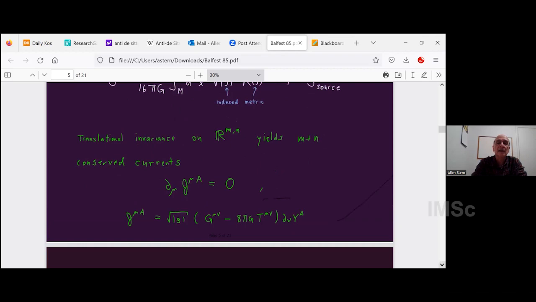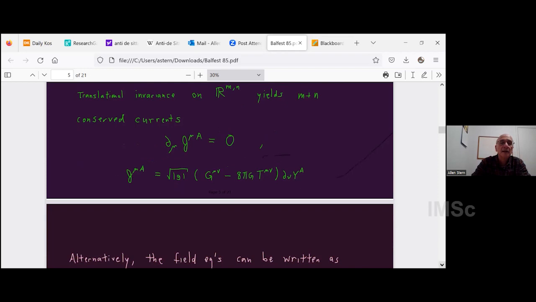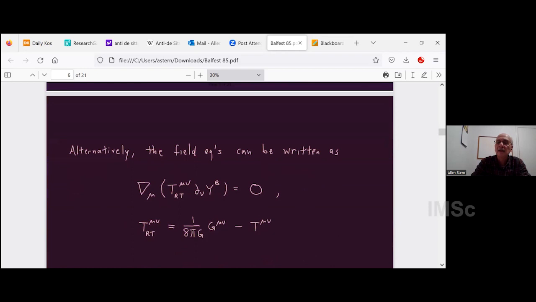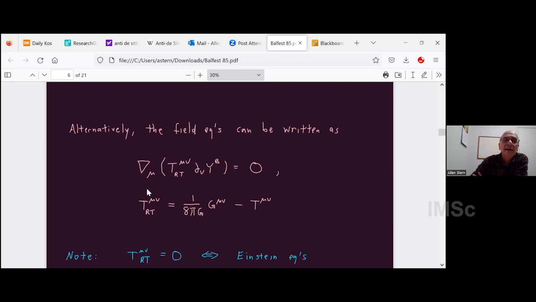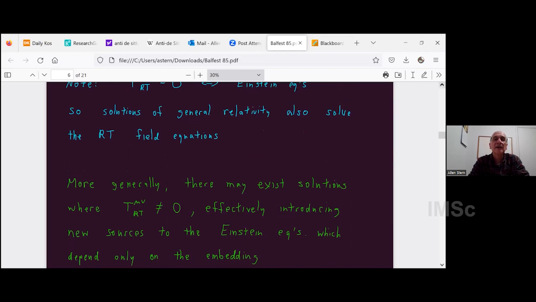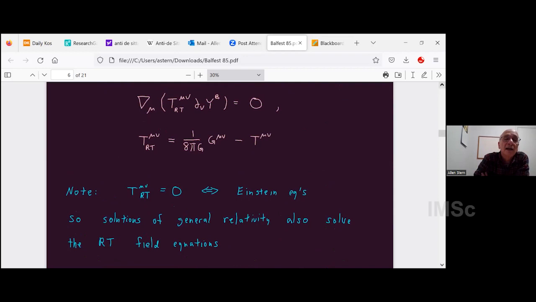So this is the conserved current that you get in Regge Teitelboim gravity. Here's another way to write it. It's useful to define this quantity I'm calling T_RT, and then you can write the field equation in terms of this T_RT. You can see that a trivial solution occurs when T_RT is equal to zero, and that's just the Einstein equations. So here you see that any solution of the Einstein equation solves these equations.